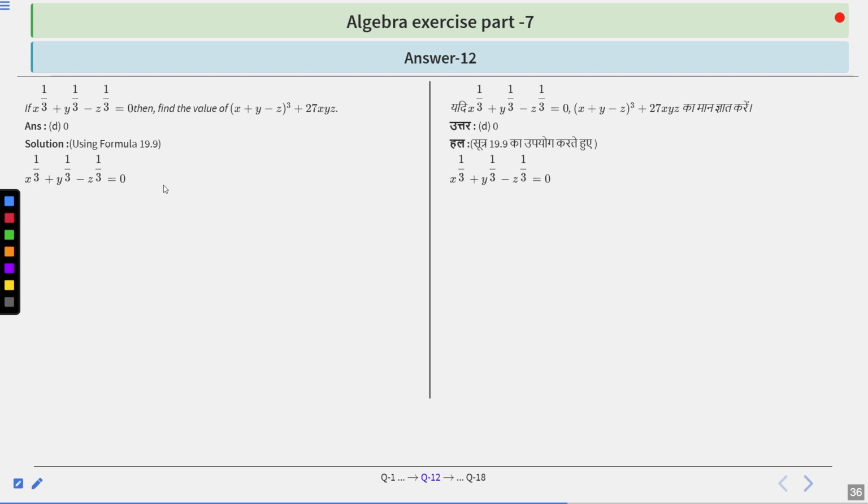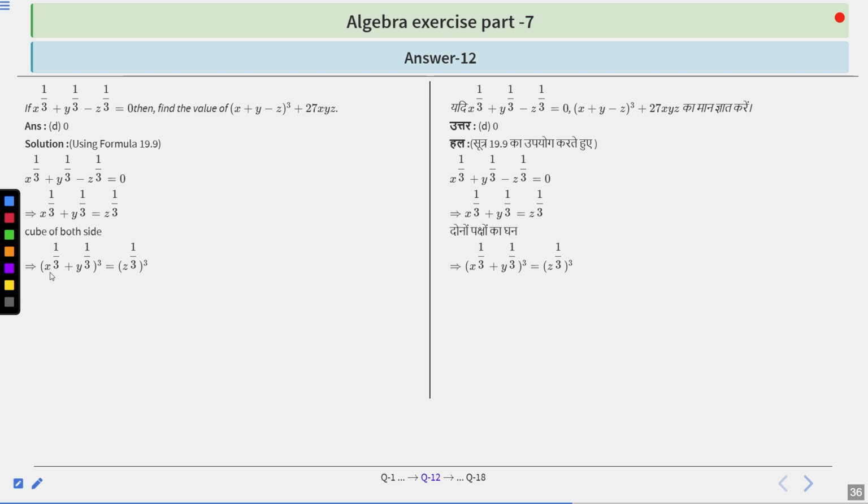We were given x raised to power 1 upon 3 plus y raised to power 1 upon 3 minus z raised to power 1 upon 3 equals 0. So we can also write x raised to power 1 upon 3 plus y raised to power 1 upon 3 equals, taking z raised to power 1 upon 3 to the right hand side, it becomes positive, z raised to power 1 upon 3. Now we are going to do the cube of both sides. So (x raised to power 1 upon 3 plus y raised to power 1 upon 3) whole cube is going to be (z raised to power 1 upon 3) whole cube.